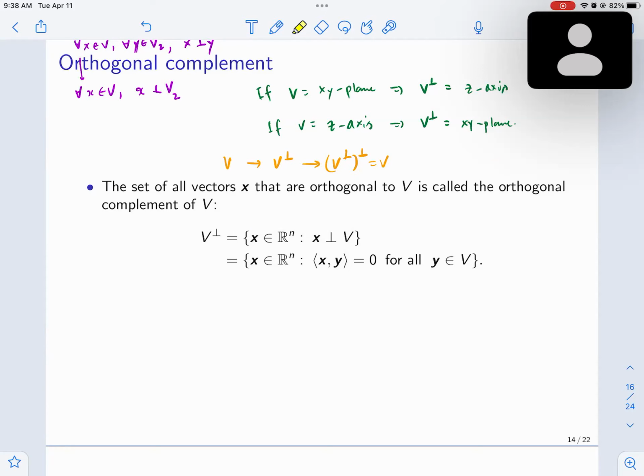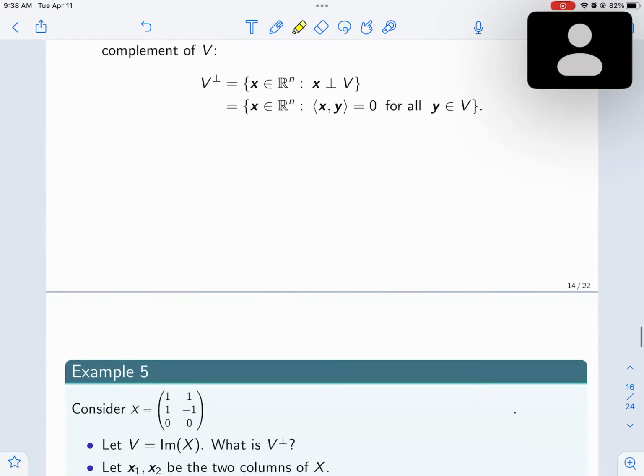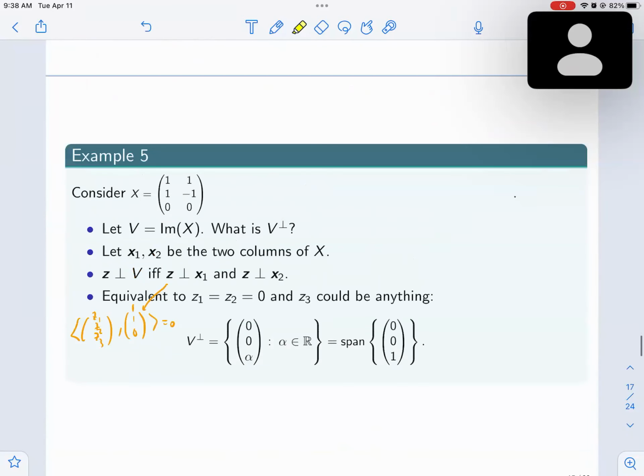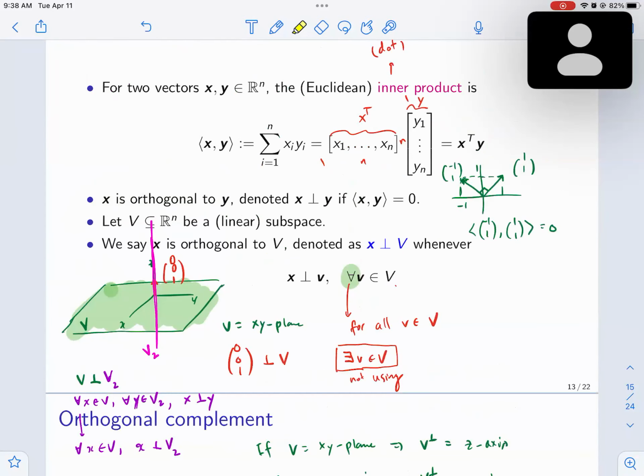If V itself is a subspace, then you go to V perp, and then you perp back. So the orthogonal complement of the orthogonal complement gives you back the V. And then we did some simple examples: if you have the XY plane, the orthogonal complement would be the Z-axis. If you have the Z-axis, the orthogonal complement would be the XY plane.